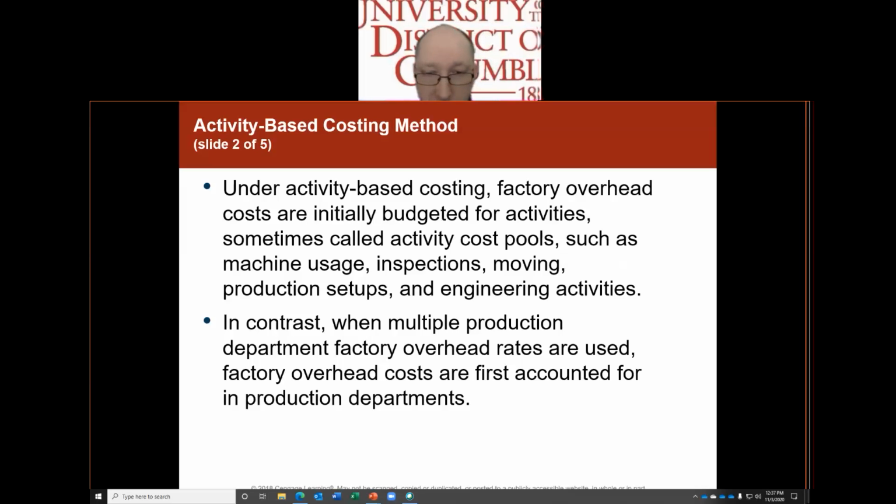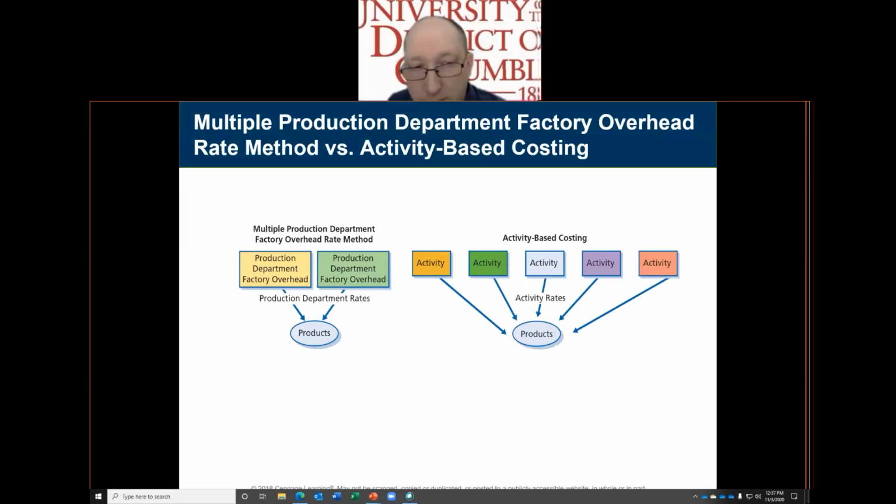In contrast, multiple production department overhead rates are used. Factory overhead costs are first accounted for in the production departments. So that's the difference between activity-based costing and department method.